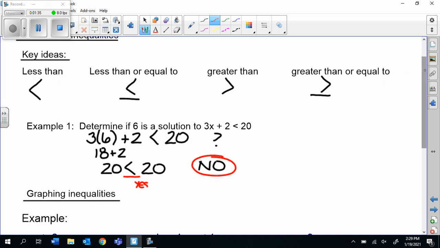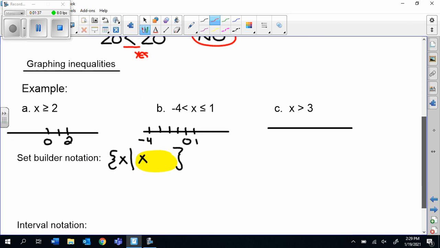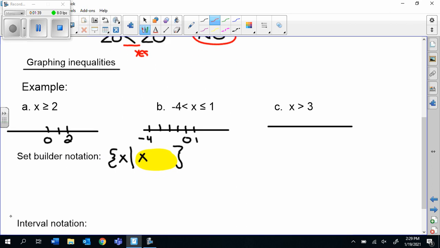All right, let's practice graphing a little bit. And then we go straight down here to both set builder and interval notation. So when we graph, it is not just a single number, it is a range, and often it is an infinite range. It will go on forever and ever and ever, either to the left or the right. So in this case, this is saying x is greater than or equal to 2.